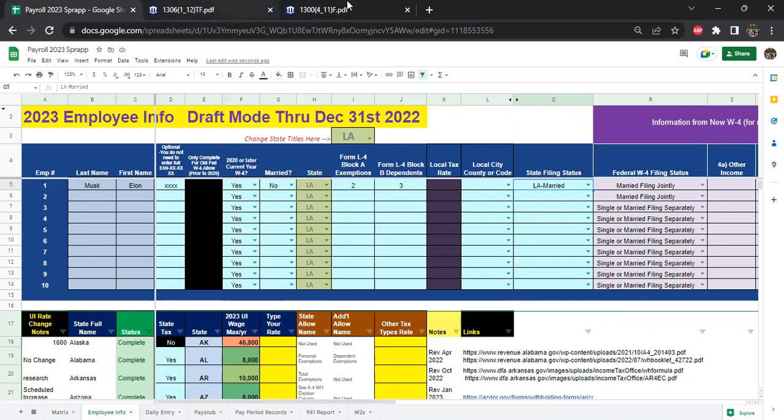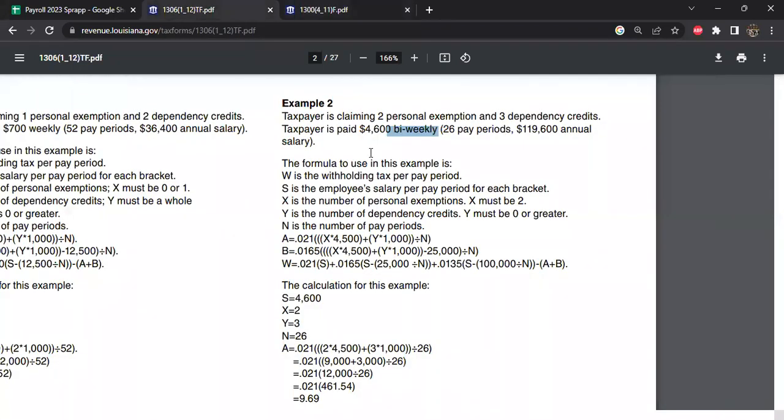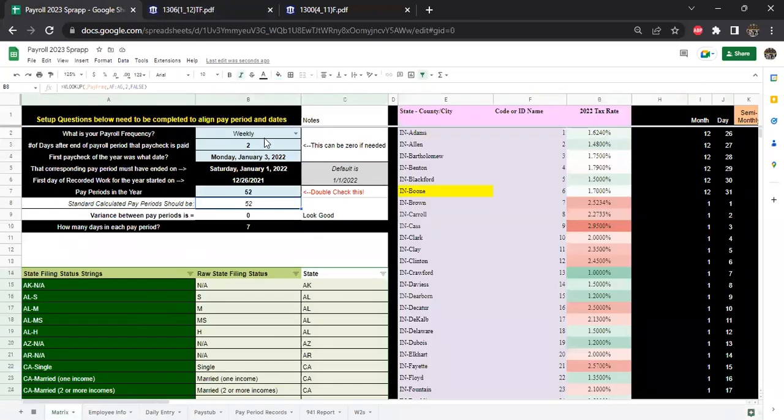Now, one more thing or 2 more things we have to do. One is we have to change the amount they're getting paid, because they said they're going to be getting paid $4,600 bi-weekly. And the other thing we have to do is change this to bi-weekly. So let's do that first. In order to change the pay frequency in the file, you go here, go from weekly to bi-weekly. And you have to change the number of pay periods in the year, which are no longer 52. They are now 26. So if you type 26, that's how many bi-weekly pay periods are in the year.